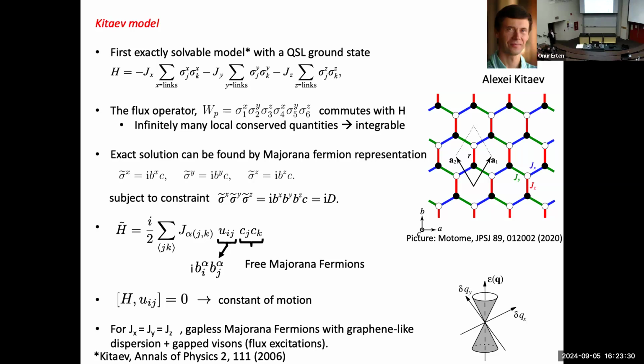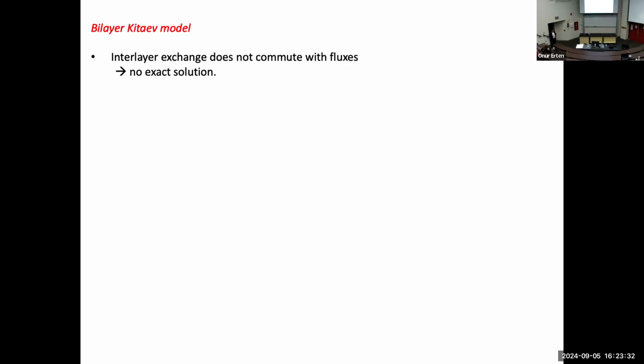So I want to take this and make a bilayer version of it. And it turns out that the moment you make it bilayer, the problem is no longer solvable. Okay, so you actually lose the good aspect. It's solvable, but when you make it bilayer, the interlayer exchange does not commute with your fluxes, therefore you don't have any exact solution.